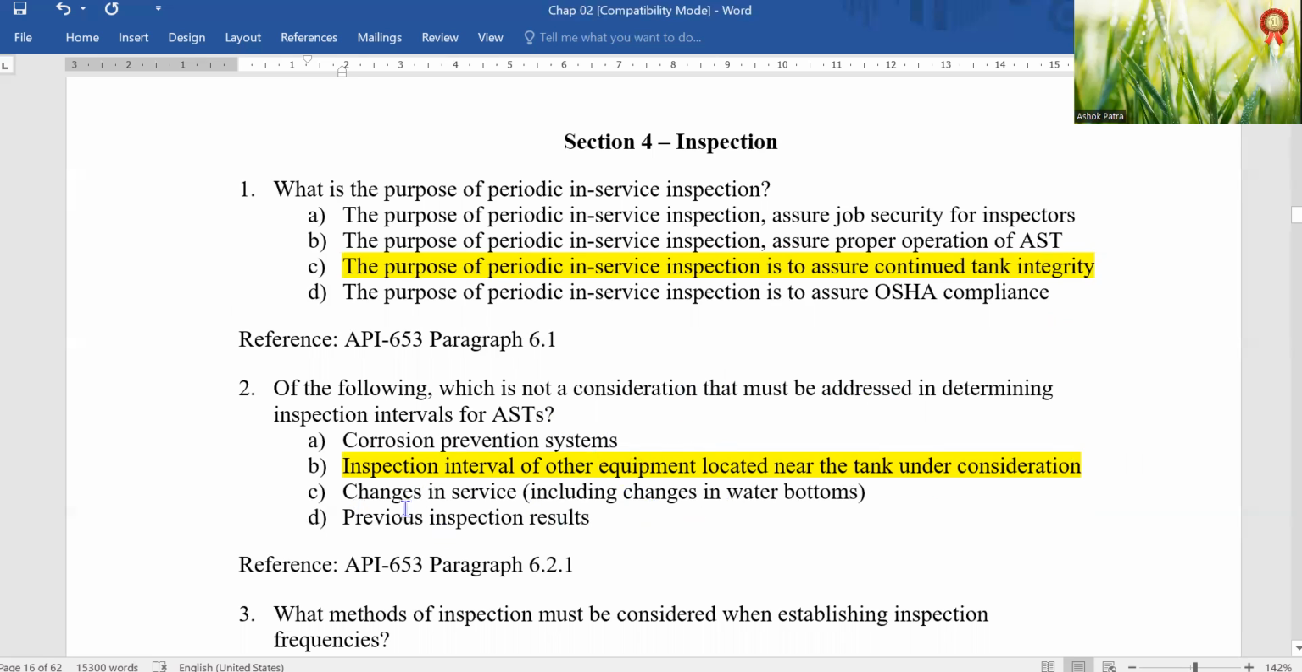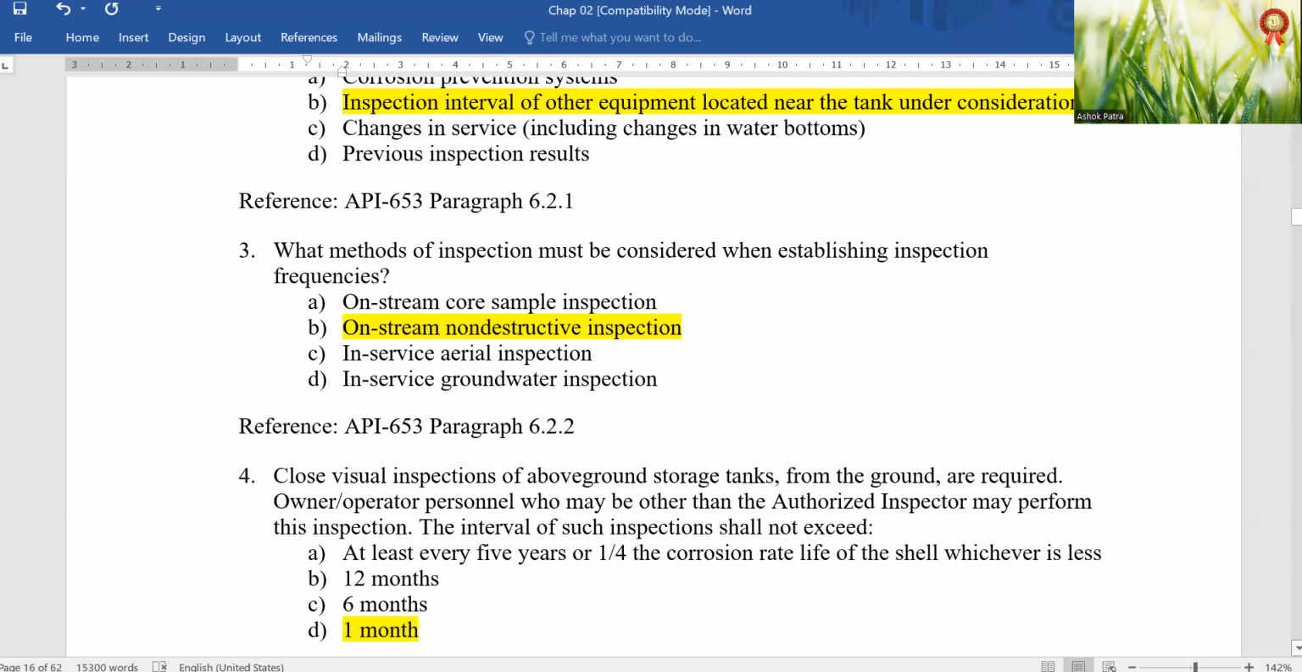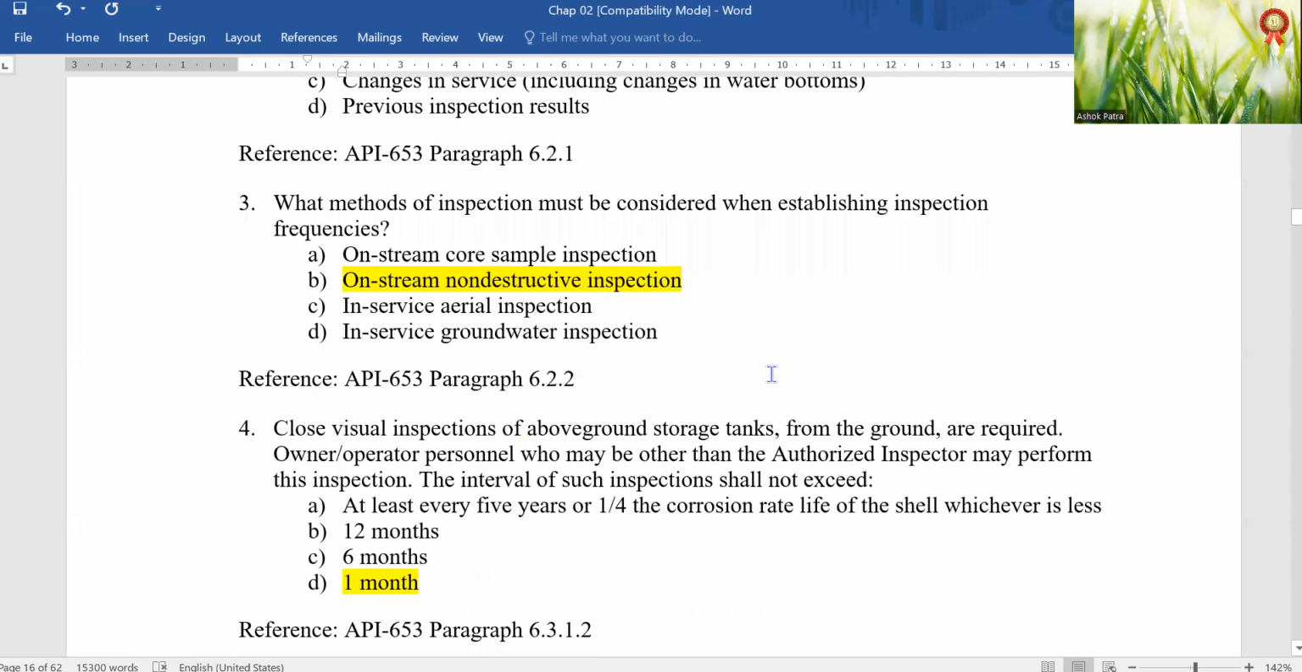Corrosion prevention, okay. Changes in service, okay. Previous inspection results, you need. Inspection intervals of other equipment located near the tank, it is really unnecessary for this tank. So what are the methods of inspection that must be considered when establishing inspection frequencies? On-stream non-destructive inspection. So you can do it anytime.